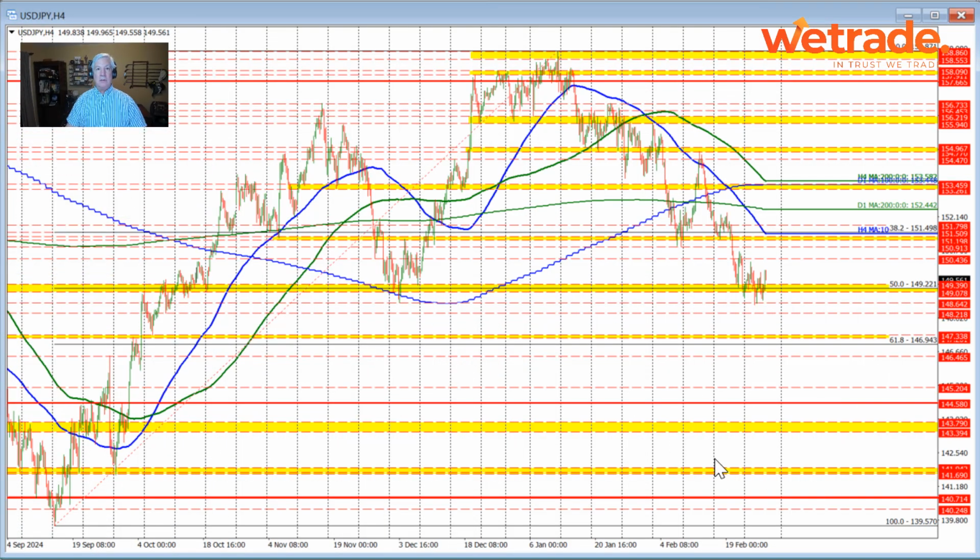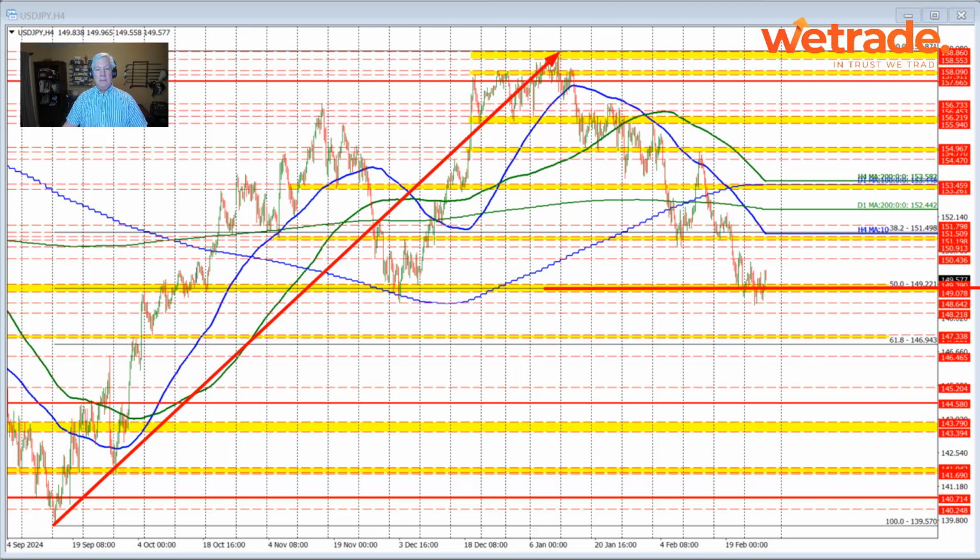Let's take a look at the dollar versus yen. And speaking of ups and downs, this is the 4-hour chart, and this is the price action this week: up, down, up, down, up, down. In between those ups and downs is the 50% midpoint of the move up from the September low down here to the high price that we saw in the month of January. That 50% retracement comes in at the 149.21 level, and you can see how the price has traded above and below that level all week long.